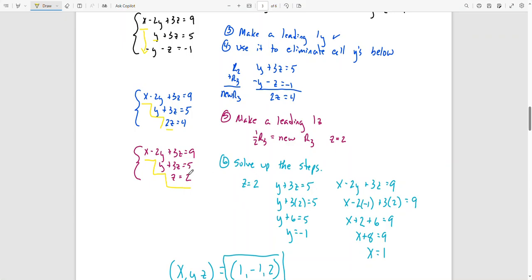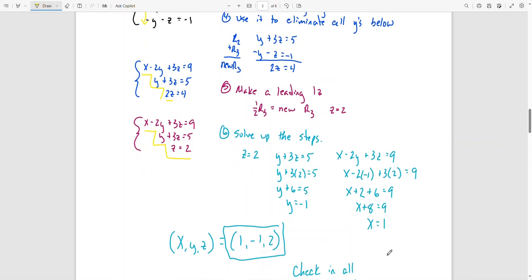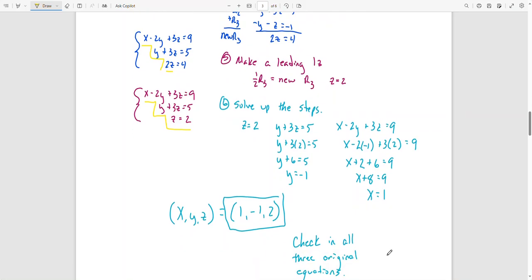When z equals 2, y plus 3z equals 5. So that's y plus 6 equals 5. Y equals negative 1. If x minus 2y plus 3z equals 9, I can replace my y of negative 1, my z of 2, and I'll find that x plus 8 equals 9 or x equals 1. Checking all three original equations, make sure the answer works in all three.